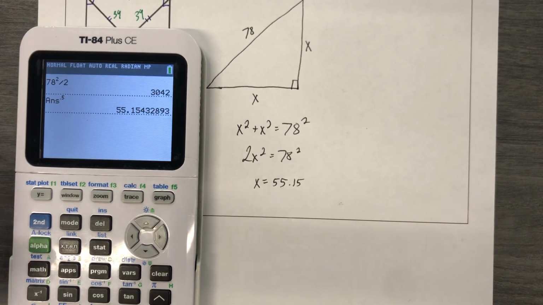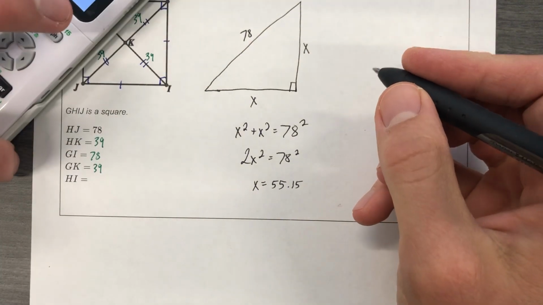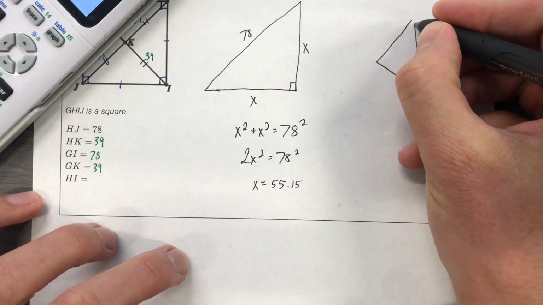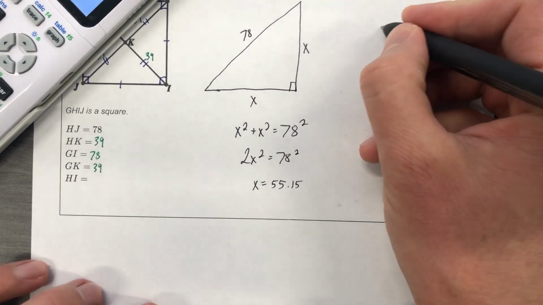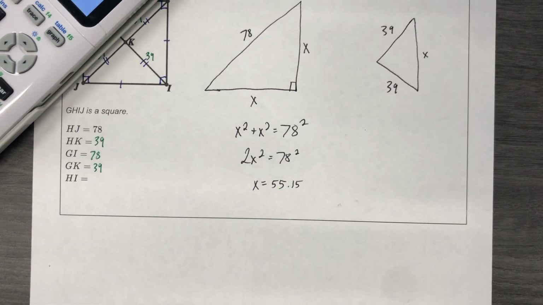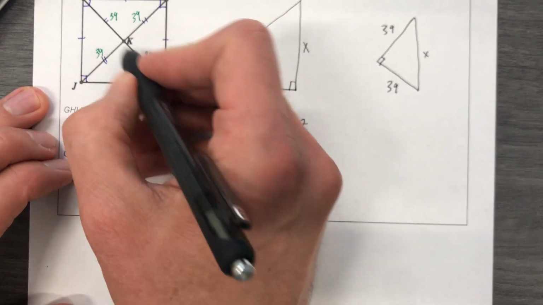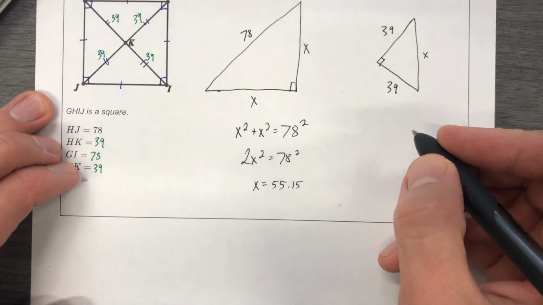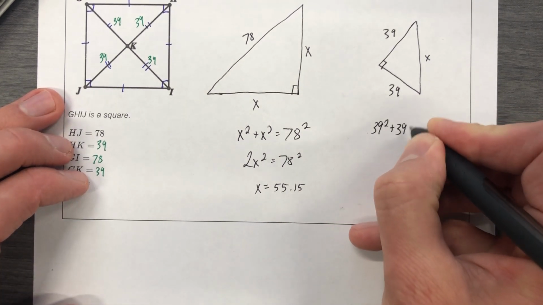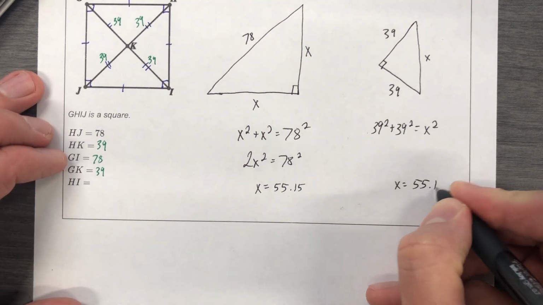Now, I do want to do it a different way as well. And I'm going to use this triangle over here. We have this that's 39 and this that's 39, but we don't know this, and we can do the exact same thing. And we have a right angle. Where'd that come from? The diagonals make right angles. That's one of the properties of rhombuses, and a square is a rhombus, so we have 39 squared plus 39 squared equals x squared, and I'll just save you the trouble. We would end up with the exact same thing, 55.15-ish.